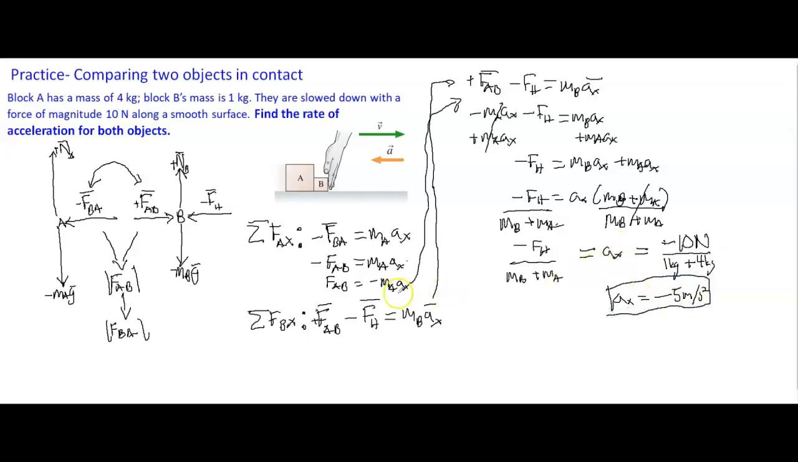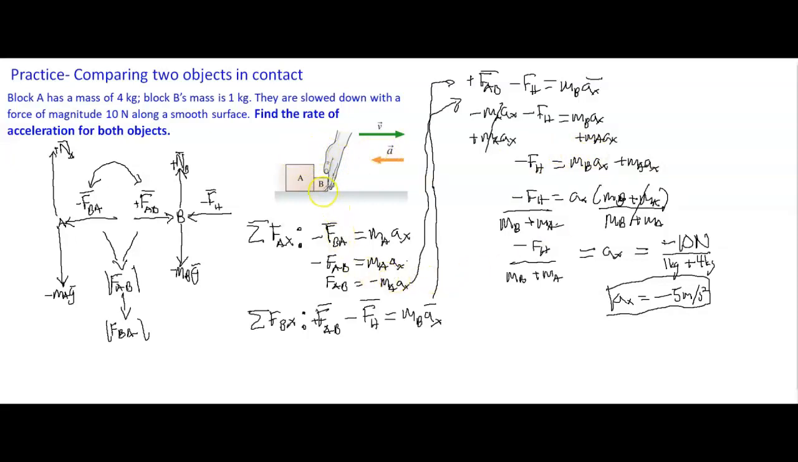So let's review what the problem is saying. This hand is slowing down both blocks. The force of the hand is actually slowing both blocks, and that's what we have right here. The hand force vector is pointed to the left, and that is actually accelerating both blocks to the left, even though they're moving to the right.